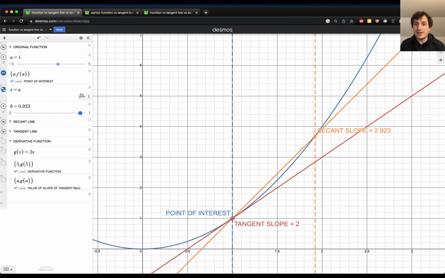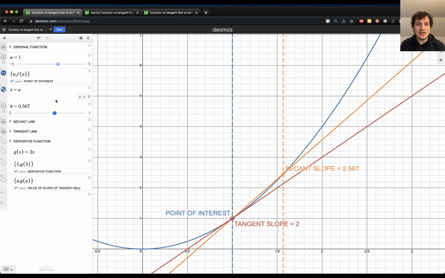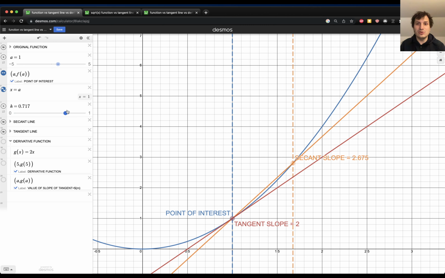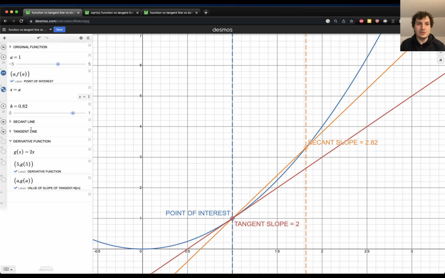And you can play this game. You can do this whole story of the secant line. You can do it at any point of interest you want. So we're going to start out by doing it at 1. In this case, the value was 2. And then we are going to see what happens when you move the point of interest around.